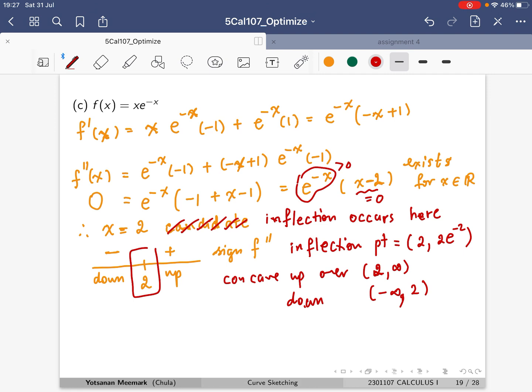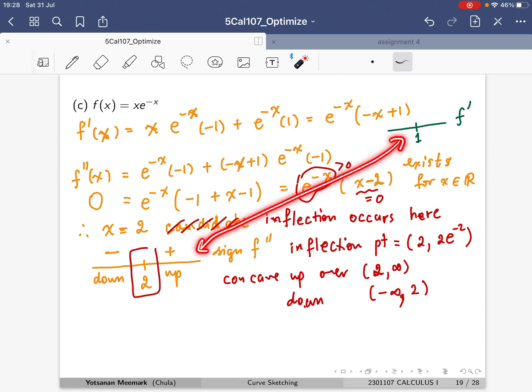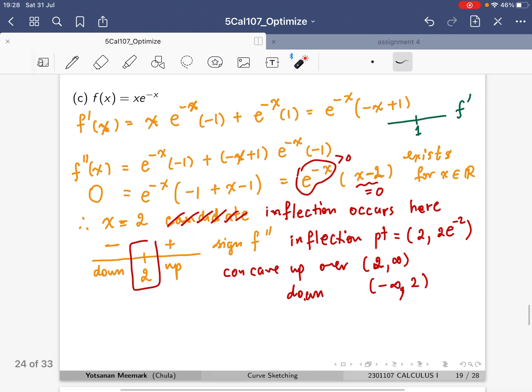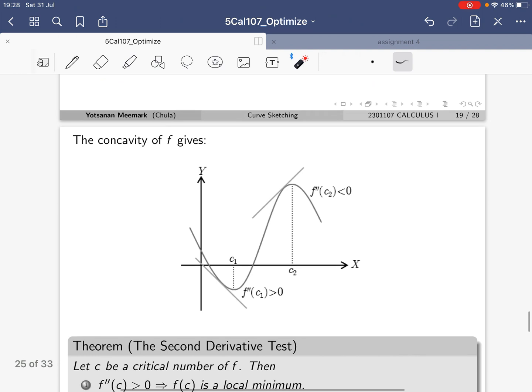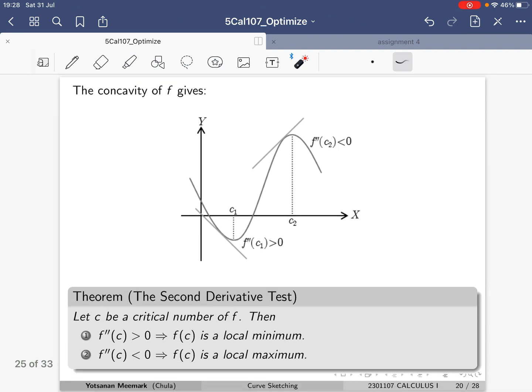All right, so we again encourage you to look at the sign of your f prime. The sign of your f prime will depend on the number 1. And then if you combine these two pieces of information, what can you really see about the shape of the curve? All right, so what else does concavity give?